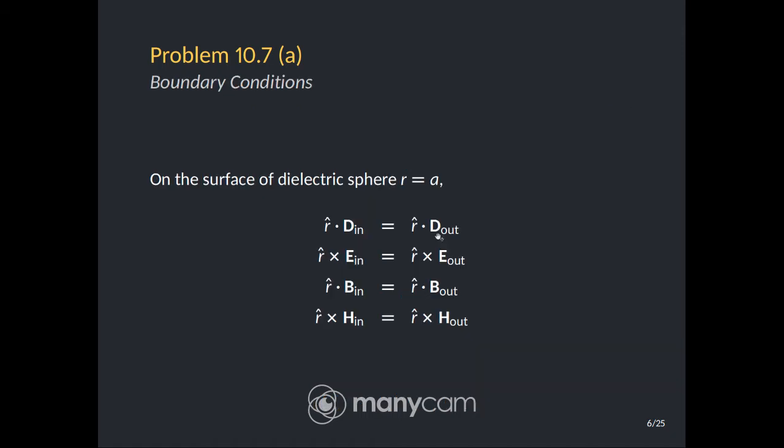Because our system has no source, on the surface of the dielectric sphere, which means r equal to a, we have the following four equations. The normal D field and the normal B field are continuous. The tangential E field and the tangential H field are continuous.